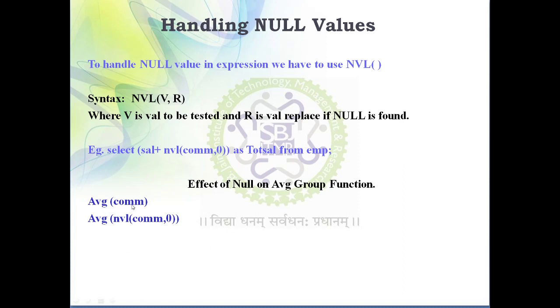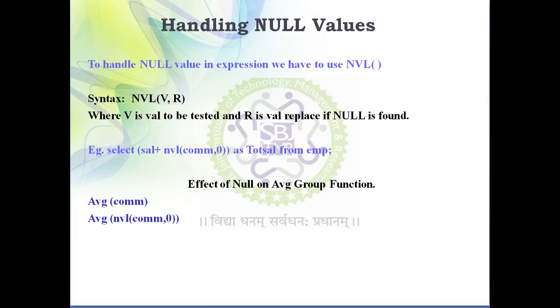So in this particular case, what is the solution? For the 4 employees whose commission is null, we have to replace that null value with a 0, so that we take the average, because in actuality we want the average over all 10 employees' commission. We don't want the average of commission of only those employees who are getting commission. We want the overall average. What is the average commission given to an employee?